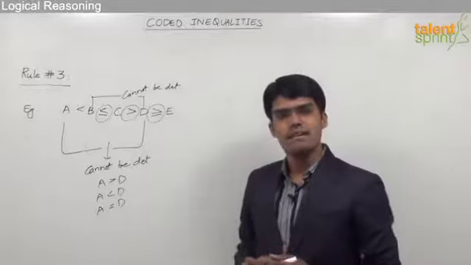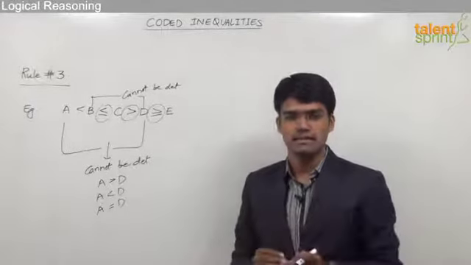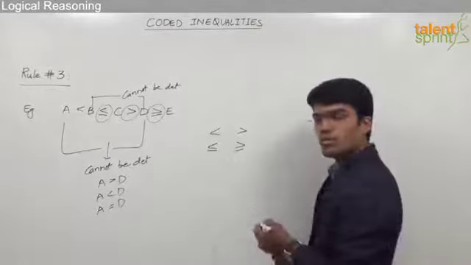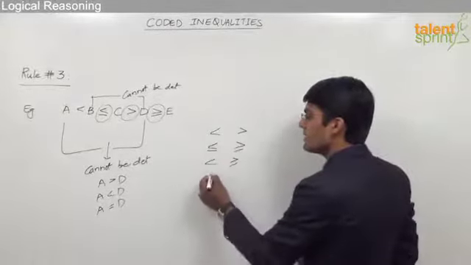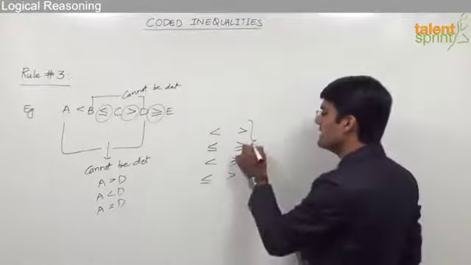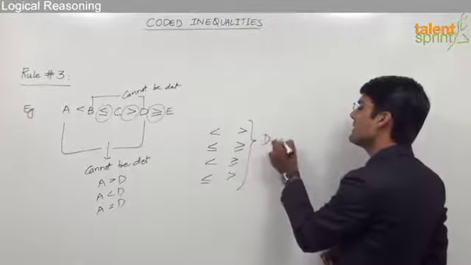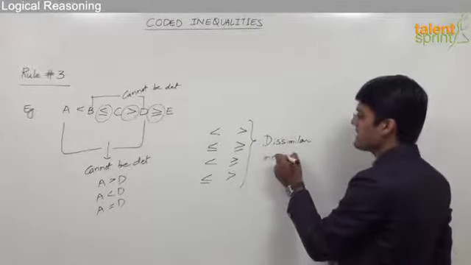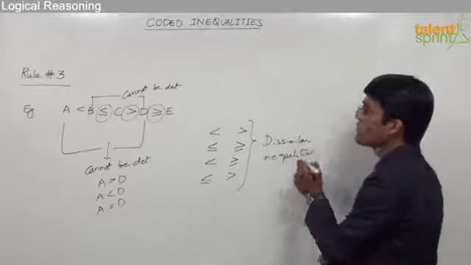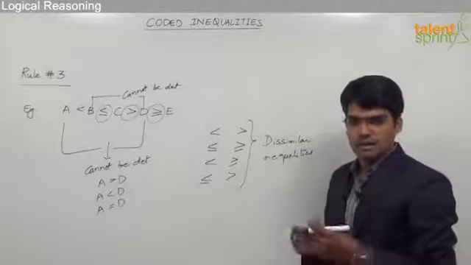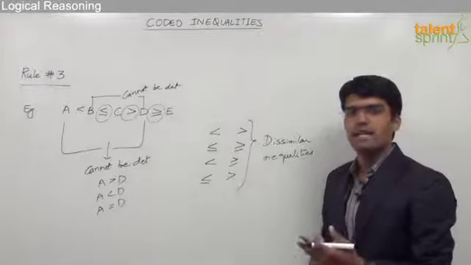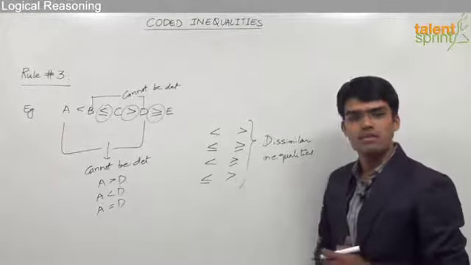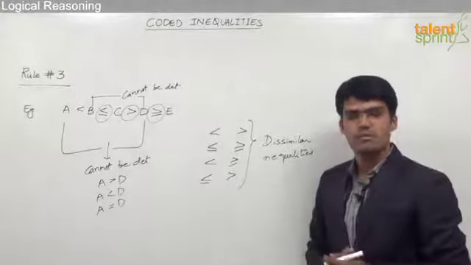So the simple idea here is whenever we find dissimilar inequalities, that is a combination of less than, greater than, less than or equal to, greater than or equal to, or less than with greater than or equal to, or less than or equal to with greater than, all these are referred to as dissimilar inequalities. So whenever we have these types of inequalities present between two variables, those two variables cannot be compared. That means the relationship between the two variables can be either less than or greater than or equal to. So that is the third and the last rule to be understood to solve questions from coded inequalities.